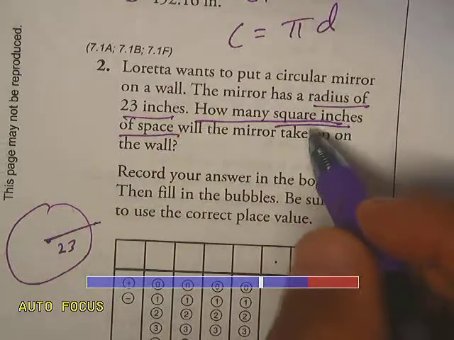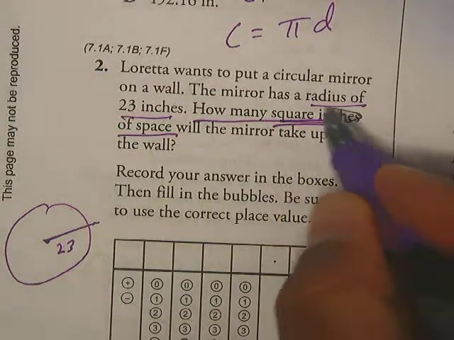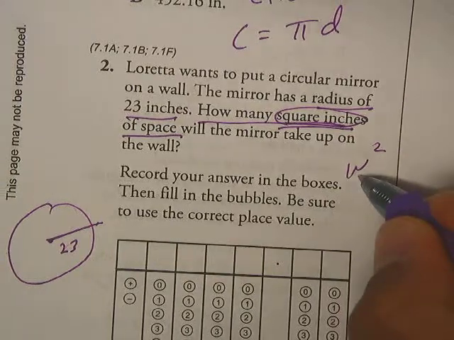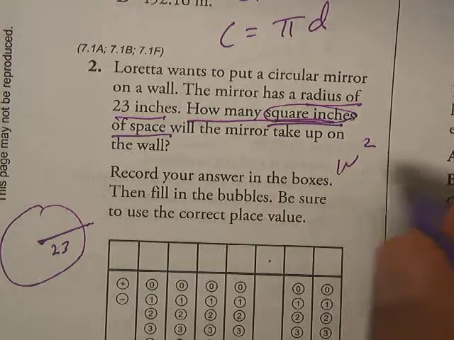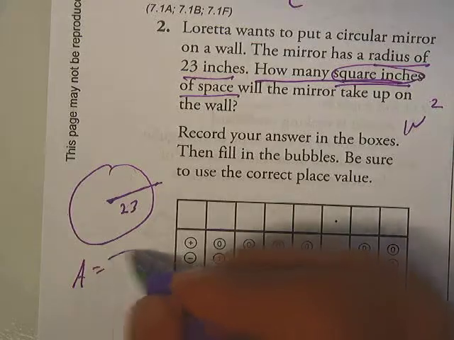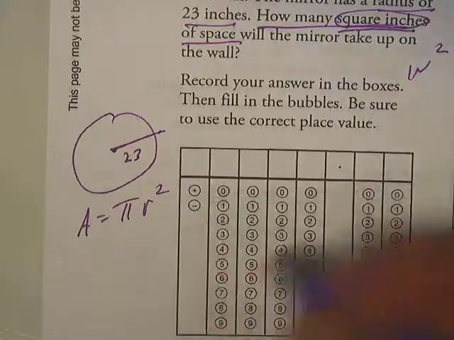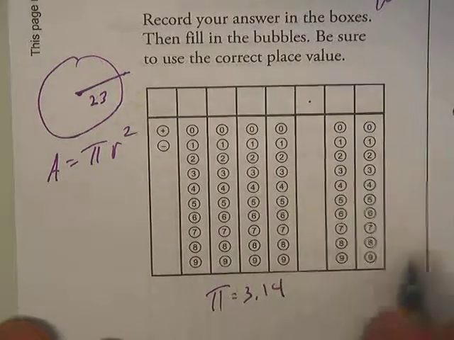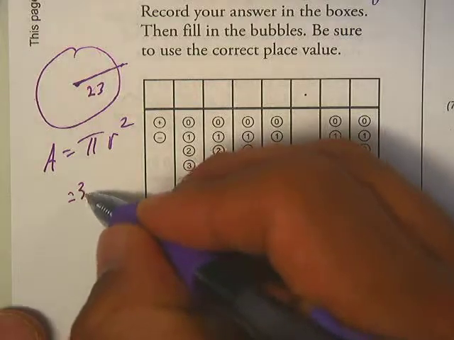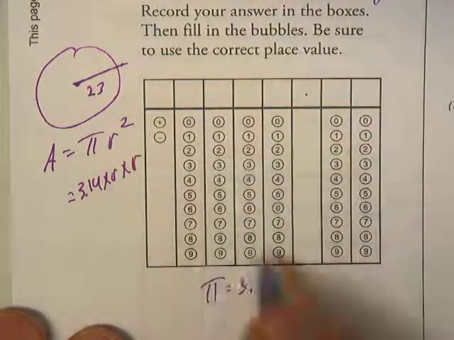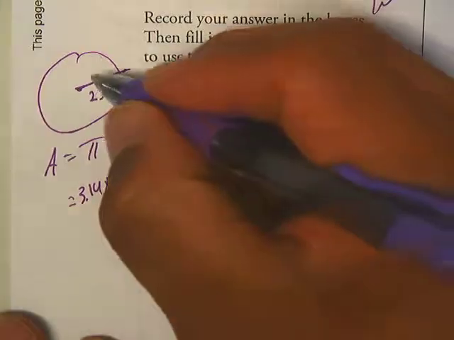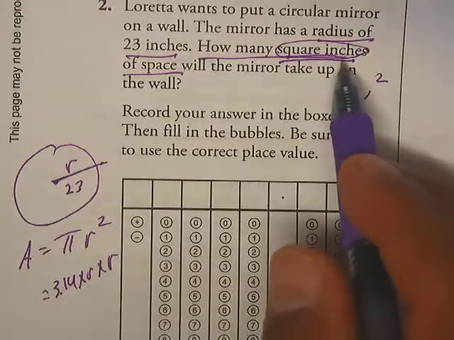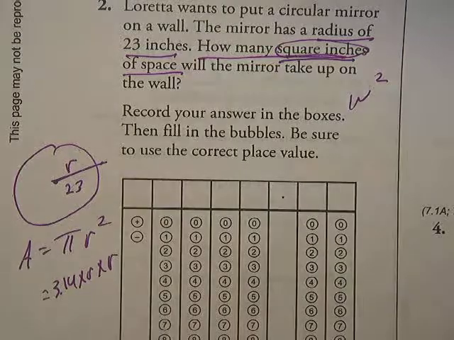Also here it says how many square inches. Well, this is something synonymous with area. And so when they want square inches, we usually are looking for area. To find the area is pi times radius squared. We're going to continue using pi as 3.14. So this just means 3.14 times radius squared. You have the radius right there. In fact, it gave it to us. It says there the radius is 23. And so just multiply and you get your answer.